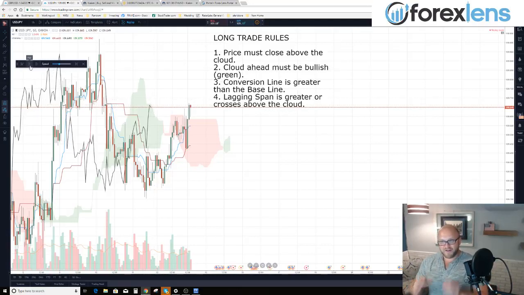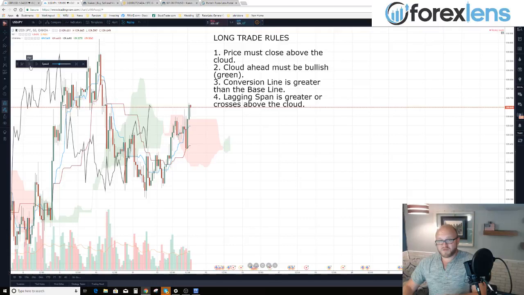And that is the power of the lagging span with the Ichimoku system, because we're showing that the current price action is moving beyond past future projected prices based on a series of averages. That sounds really confusing. Just know that when the lagging span finally moves outside of the cloud, that is usually the final trigger that tells you we're good to go.